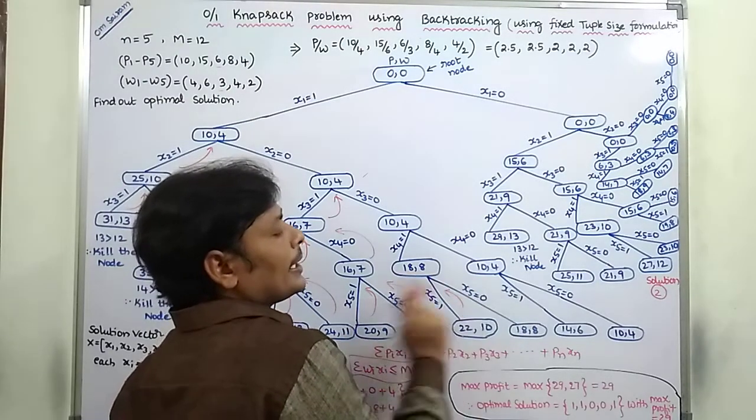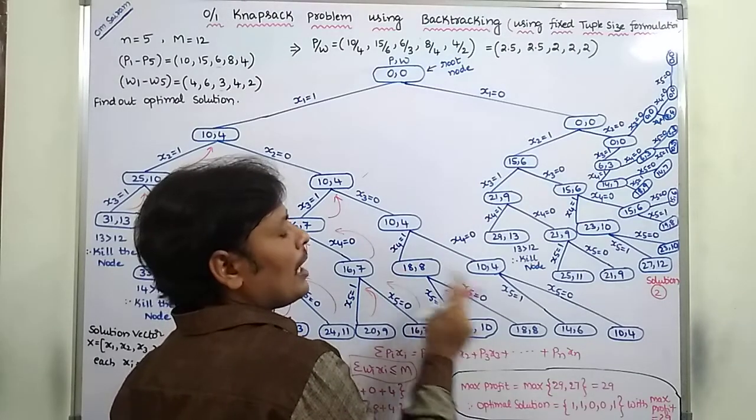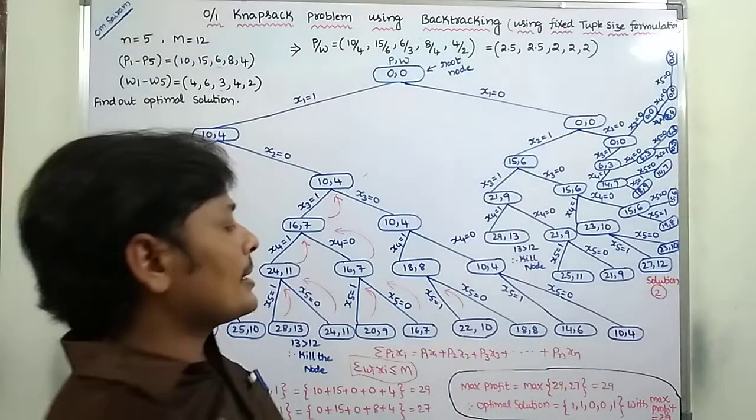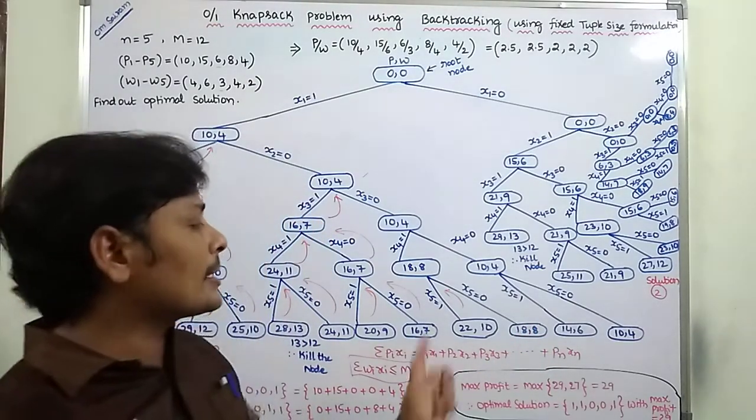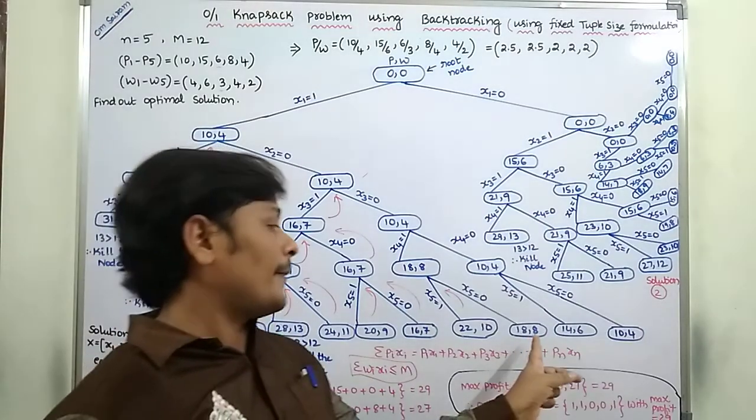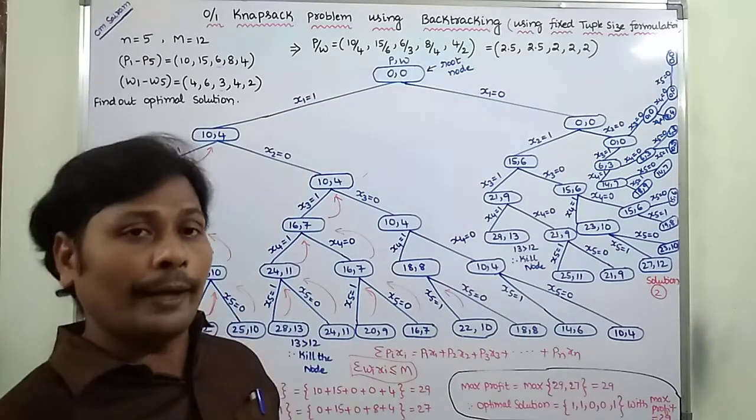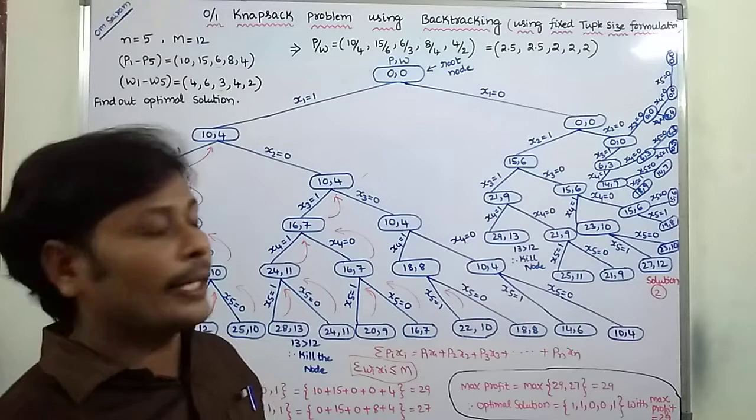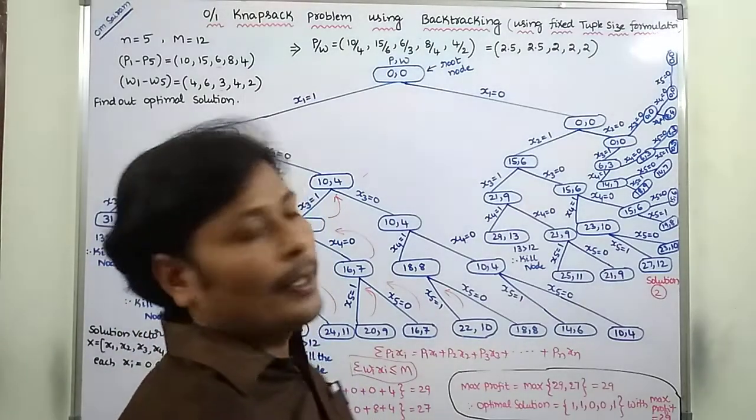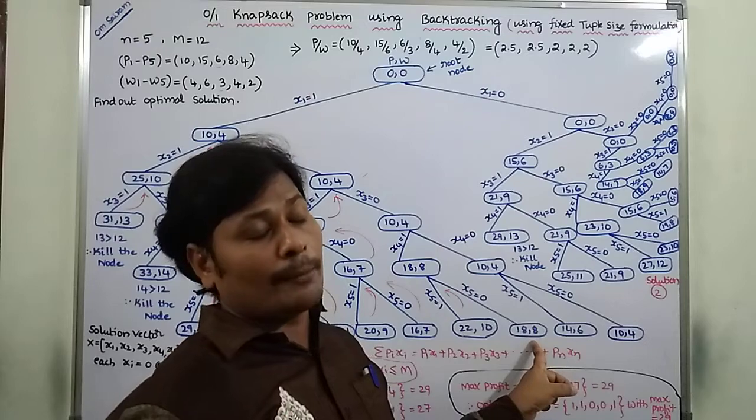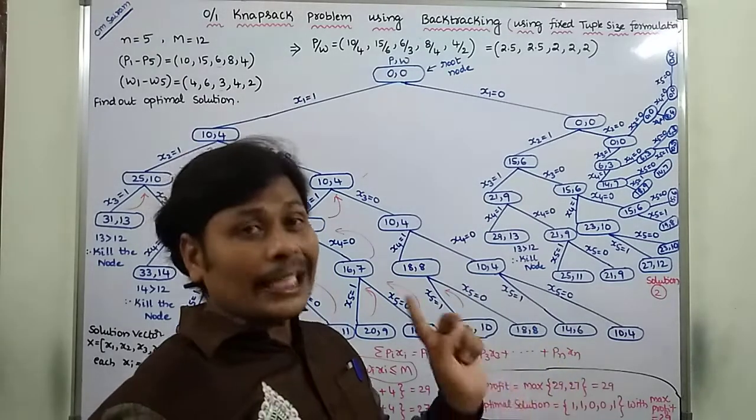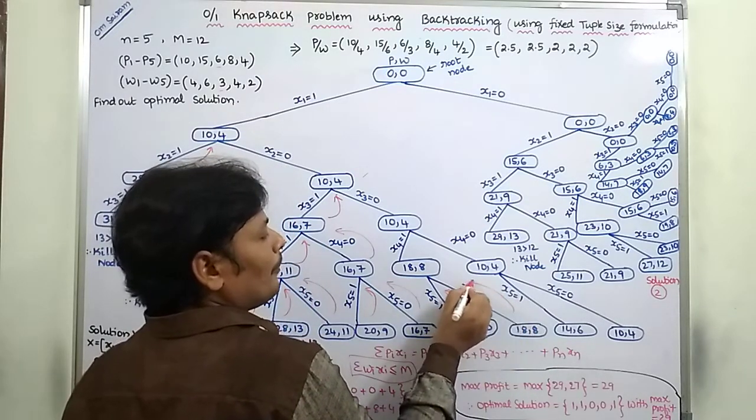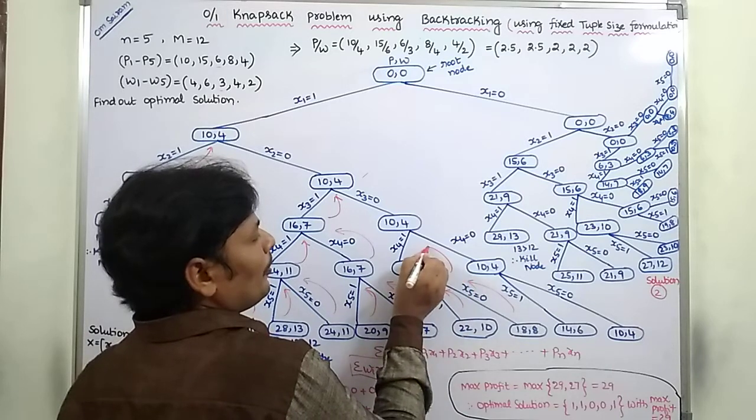We are not considering the fifth object, so whatever the p comma w values are there, the same values we have to write, 18 comma 8. The sum of the weights of the objects that were considered is less than or equal to the capacity of the knapsack, 8 less than or equal to 12. Condition true. We have to extend that node, but already 5 objects are completed, so we do not extend that node. But it is not a solution because the sum of the weights of the objects is not equal to the capacity of the knapsack. So we can go for backtracking.